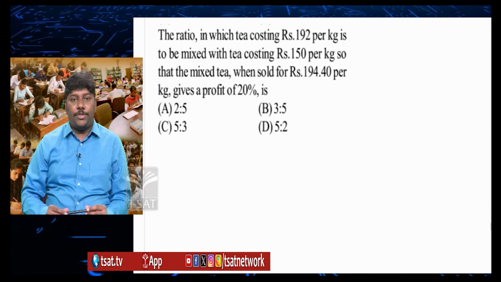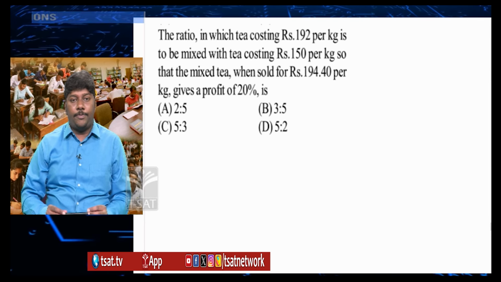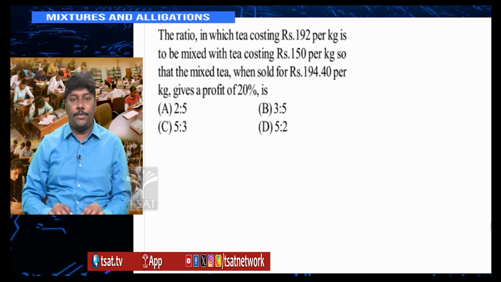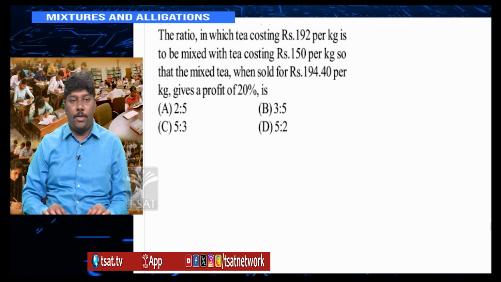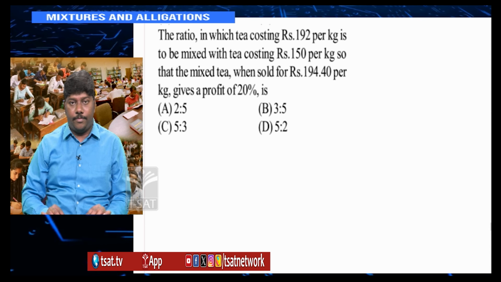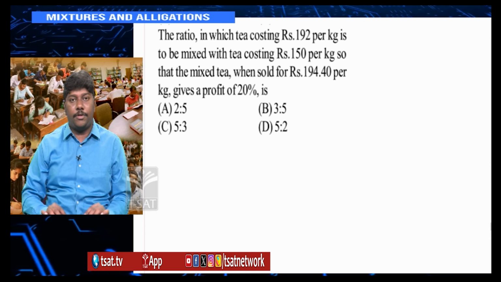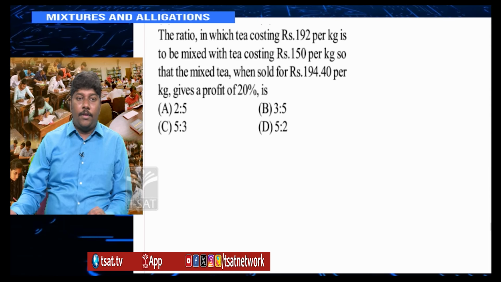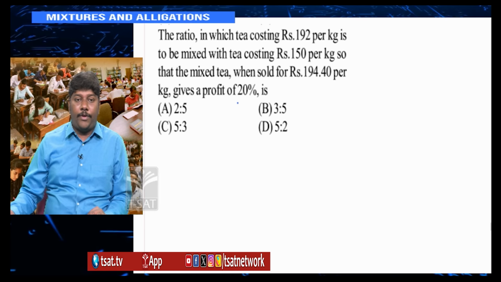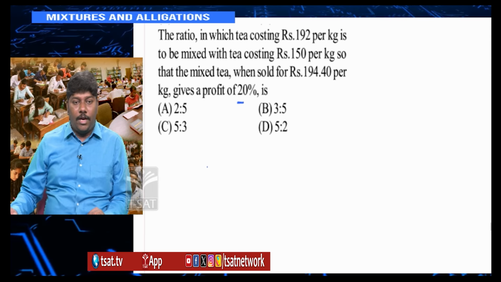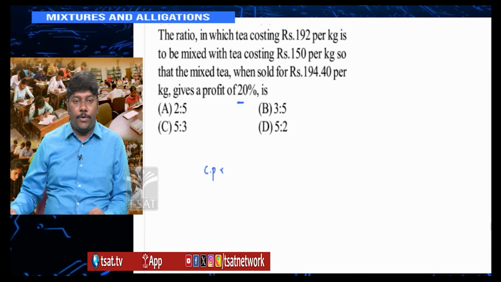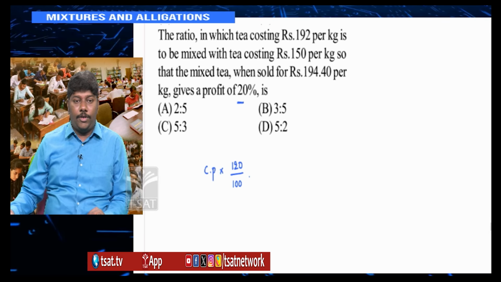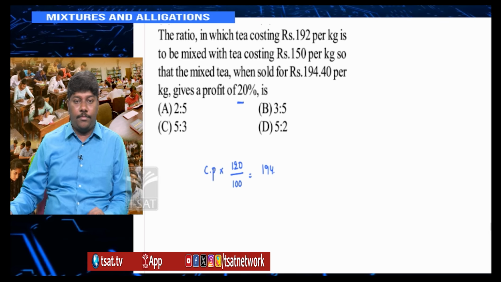The ratio in which tea costing 192 rupees per kg is to be mixed with tea costing 150 per kg, so that the mixed tea when sold for 194.40 gives a profit of 20%. It gives a profit of 20%, so it is actually a question of profit and loss, but related to mixtures. Here, if you sell them, you get 20%. First, find out the cost price of the mixture. Cost price of the mixture into 20% increase, that is 120 by 100, must be equal to 194.4.